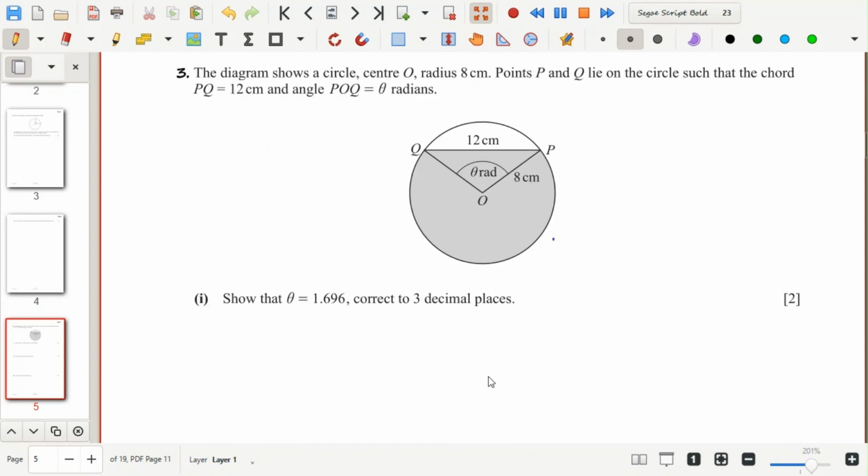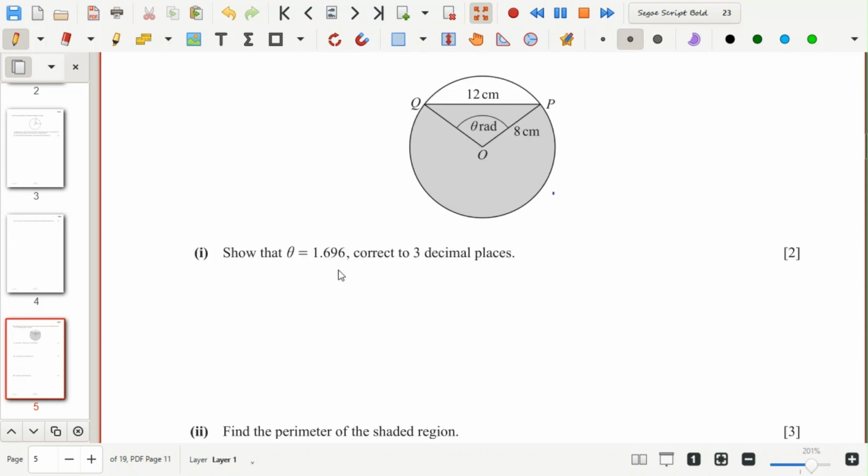Now here, the diagram shows a circle. The center is O. The radius is 8. Points P and Q lie on the chord. Okay, QP is the chord. The length of the chord is 12. The angle is theta. Show that theta is 1.696. All right. Don't forget to correct your answer to three decimal places.